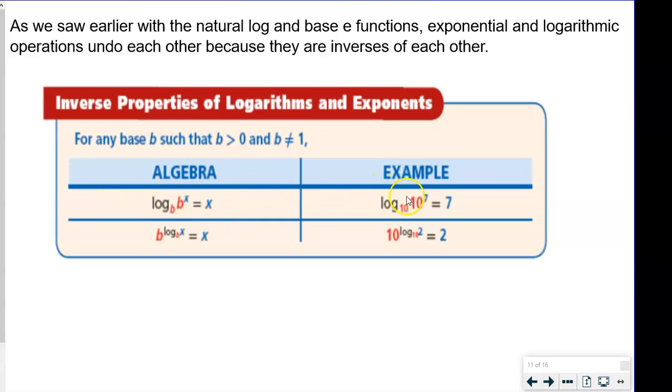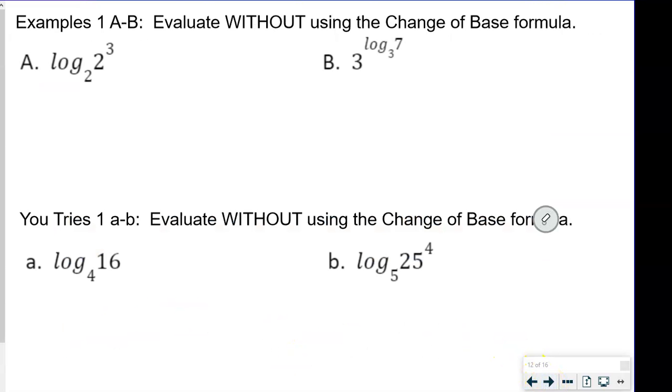So let's look at our example here. We have log base 10 of 10, and again, our bases are the same, so our answer is the exponent. Here we have 10 to the log base 10 of 2, and again, if the bases are the same, then we get whatever the next value is. The key concept you want to get is that our goal is to get the same bases. If we don't start out with the same bases, then we need to see if we can get the same bases. So for examples 1a through b, it says evaluate without using the change of base formula.